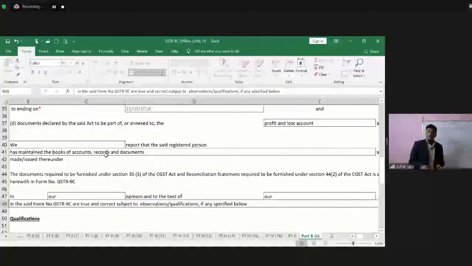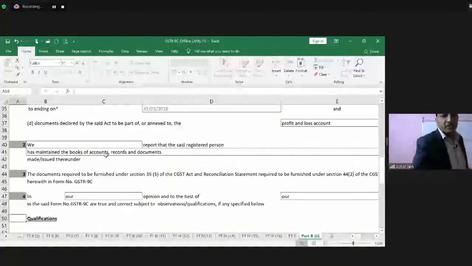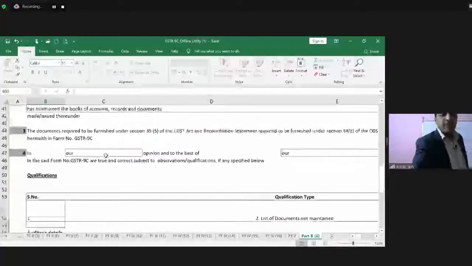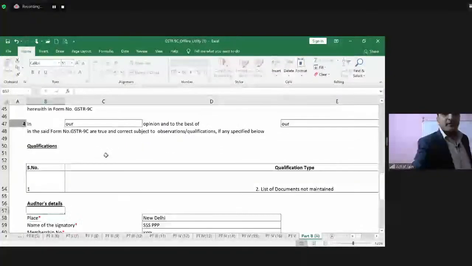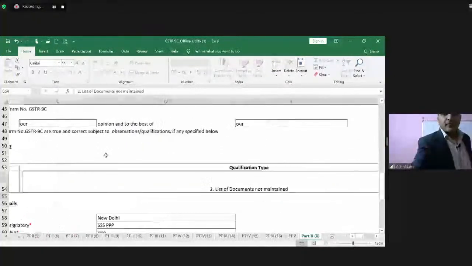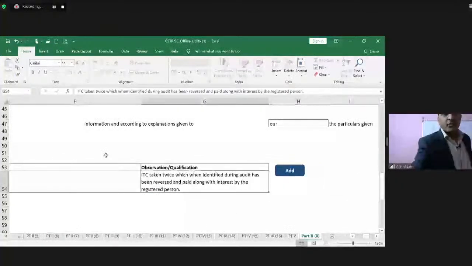Okay, that is subject to any observations or qualifications. So if there would be any qualification, that would be listed below. There's a part which is prescribed for giving any qualification, if there is any qualification that is required to be reported over here. For example, in this case, a qualification has been given. You can say observation has been given.